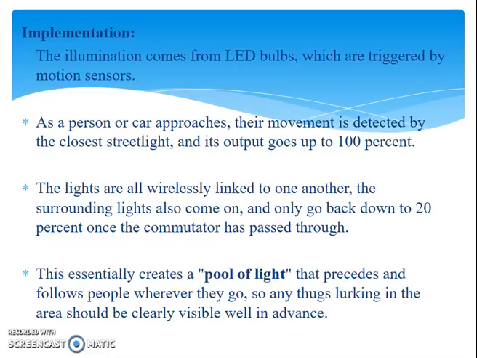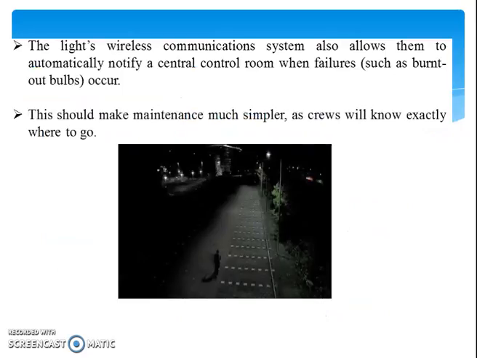Implementation. The illumination comes from LED bulbs which are triggered by motion sensors. As a person or car approaches, their movement is detected by the closest street light and its output goes up to 100%. The lights are all wirelessly linked to one another. The surrounding lights also come on and only go back down to 20% once the commuter has passed through. This essentially creates a pool of light that precedes and follows people wherever they go. So any persons lurking in the area should be clearly visible well in advance.